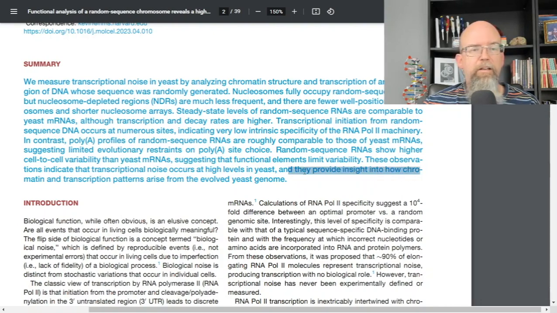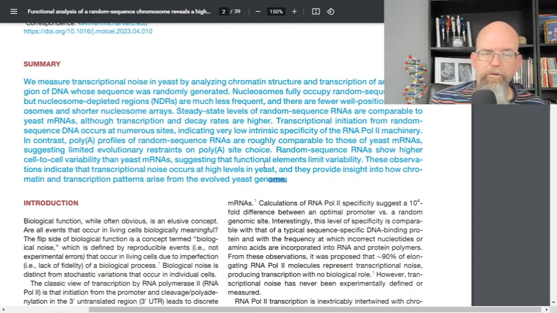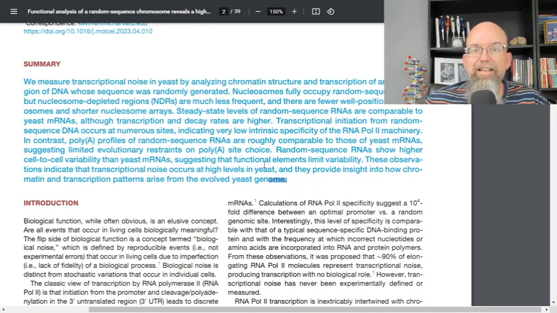They provide insight into how chromatin and transcriptional patterns arise from the evolved yeast genome. And what's also interesting about this, and this goes to my other video in which I did 5,000 base pairs of random sequence, I looked for signatures of transcription start sites showing that sequence, if you took it and put it into an organism, I would expect would be transcribed. And here they've actually done it with 18,000 base pairs and shown that, yes, you actually get transcripts in real live cells, right?